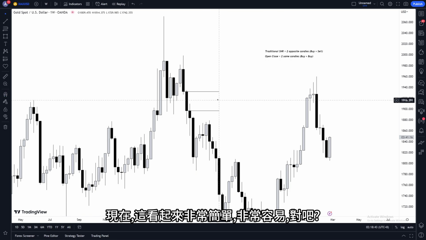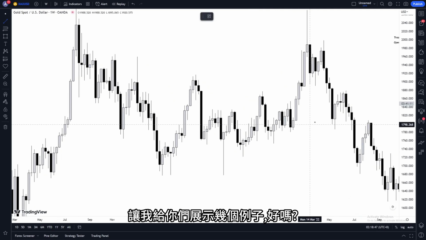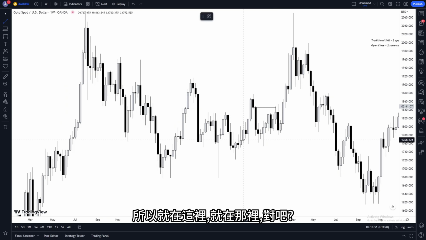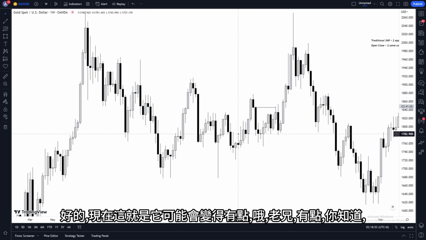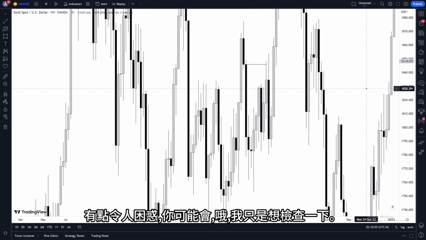Now, this seems very simple, very easy, right? Let me show you a couple examples of it. Right here, right there, right? Now this is where it can get just a little bit confusing. Hold on, I just want to check something.